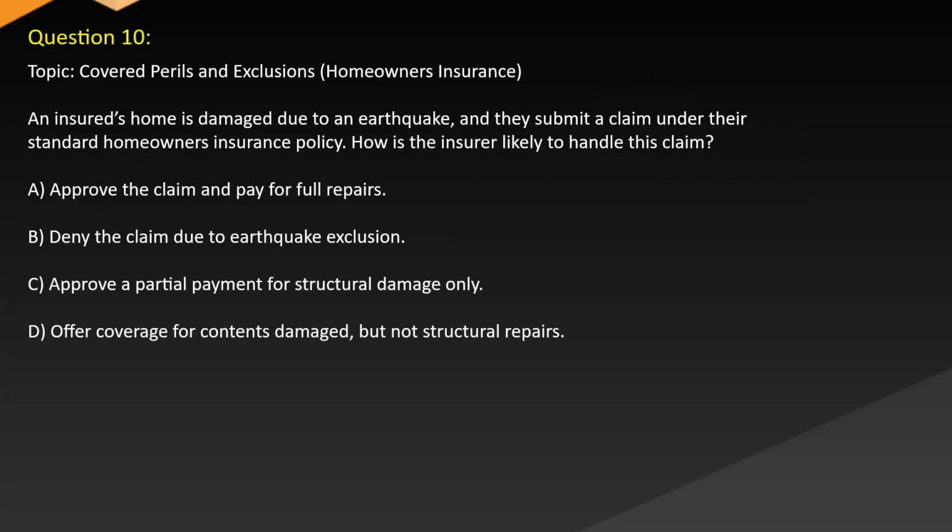Question 10. Topic: Covered perils and exclusions. Homeowners insurance. An insured's home is damaged due to an earthquake and they submit a claim under their standard homeowners insurance policy. How is the insurer likely to handle this claim? A. Approve the claim and pay for full repairs. B. Deny the claim due to earthquake exclusion. C. Approve a partial payment for structural damage only. D. Offer coverage for contents damaged but not structural repairs.